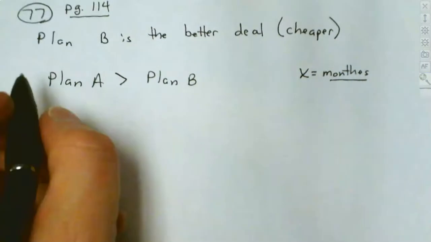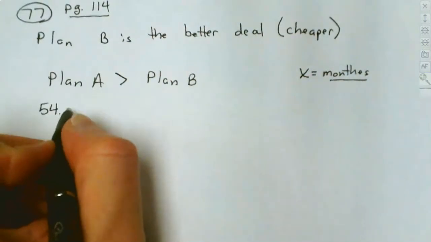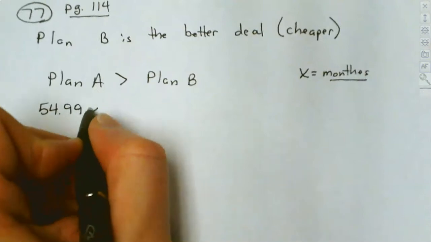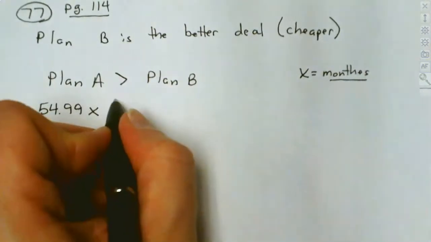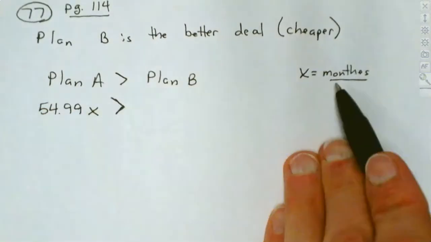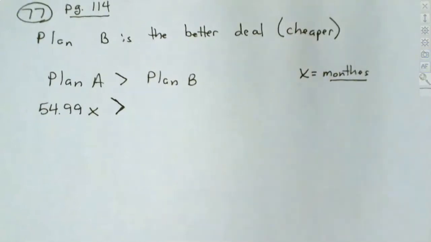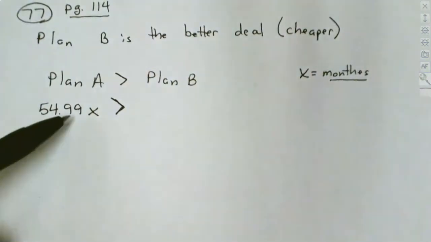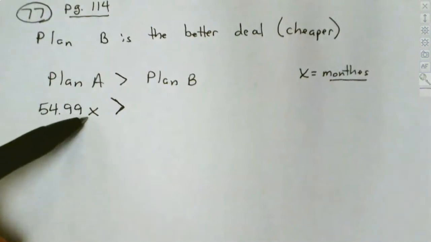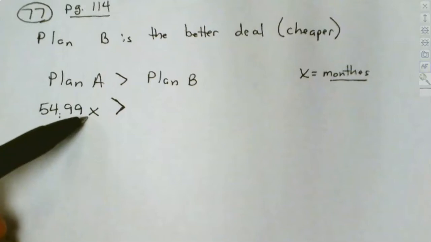So plan A costs $54.99 times X, because it's $54.99 a month, and X is going to be the number of months, right? So if I ran this for 8 months, you would take your $54.99 times 8. That'd be how much you paid in that service. So this is a fixed amount here per month. Never changes. It's always the same. X is the number of months.